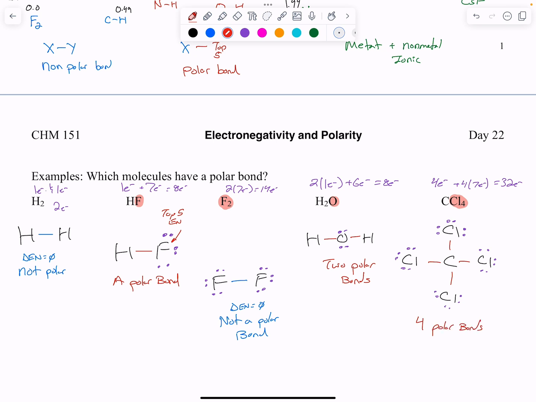Now, 3 of the molecules have polar bonds. That one, that one, that one. However, only 2 of the molecules are actually polar. We'll get to why, because it's more than just the electronegativity difference. The shape of the molecule also plays a role, and we're going to learn shapes soon. Not yet, but soon.